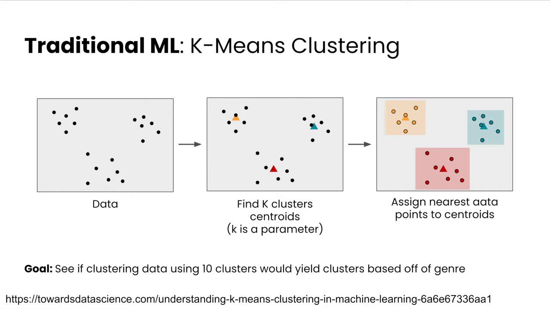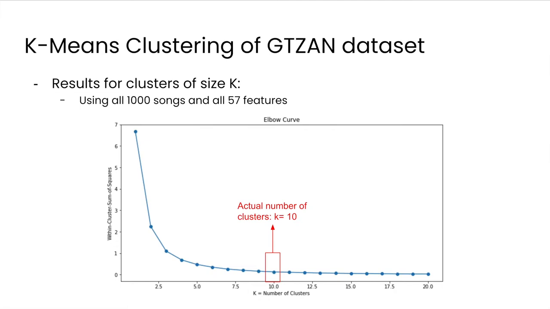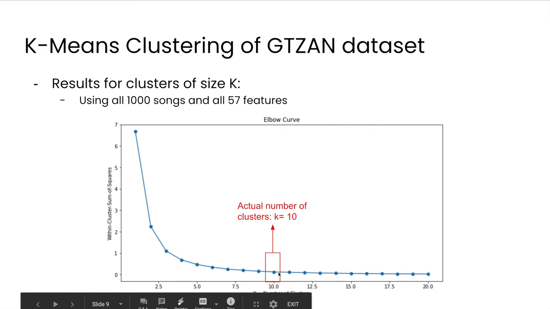So our goal is to use k-means clustering as a sort of validation framework, in which we want to see if, when we have k equals 10, because there are 10 genres in the dataset, we get the best result. So we calculate the within-cluster sum of squares, which essentially is the distance between the data points in a specific cluster and the centroid. And we can see that the actual number of k here, which is 10, which is, I guess, the optimal one, is not within the context of what I would say is a good change.